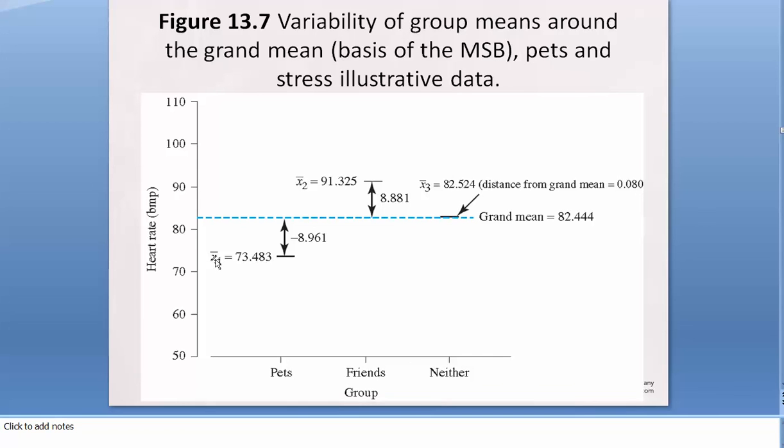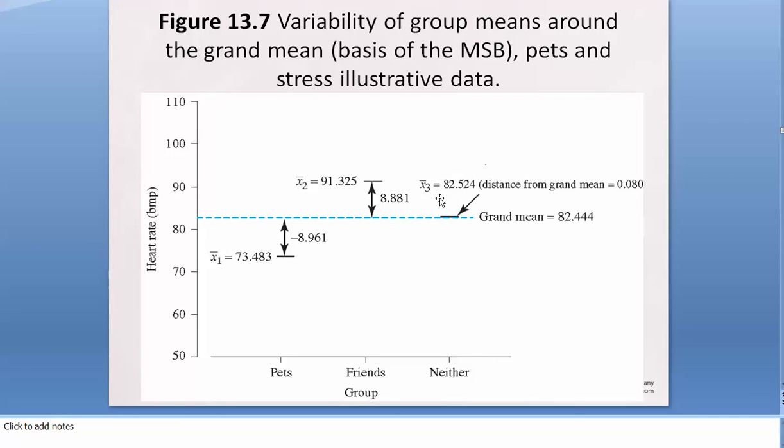These are the heart rate means, sample means, and this is the grand mean. This is based on 45 observations, all 45 of them. Now these are the differences. So actually you will square each one of these, and then you will multiply by 15 in here, because n1 is 15, and then you will get the SSB.